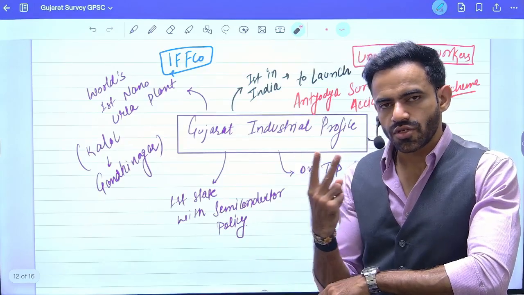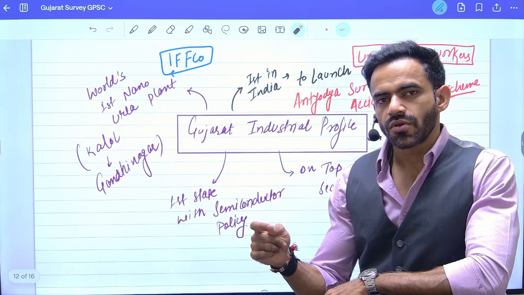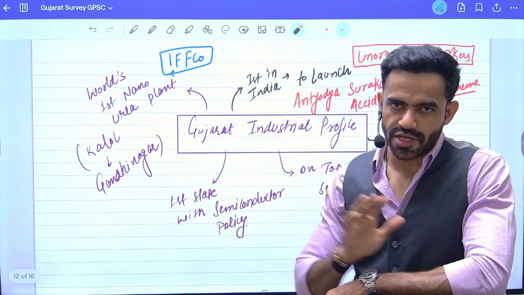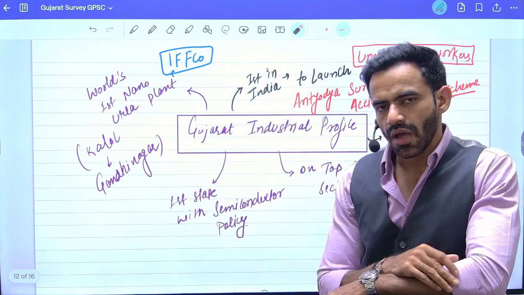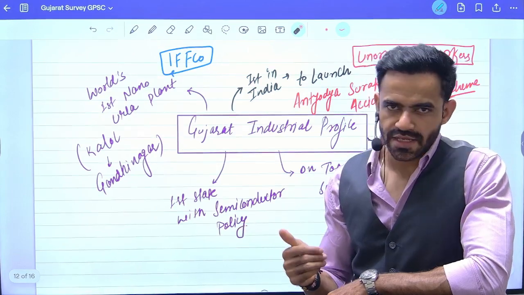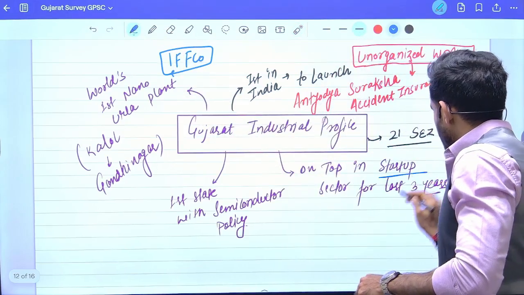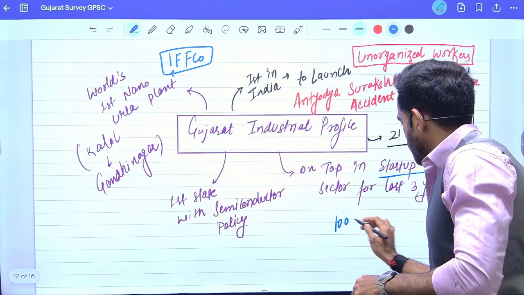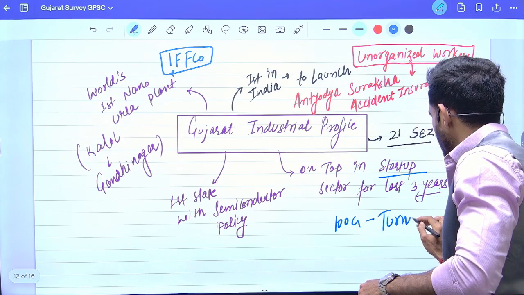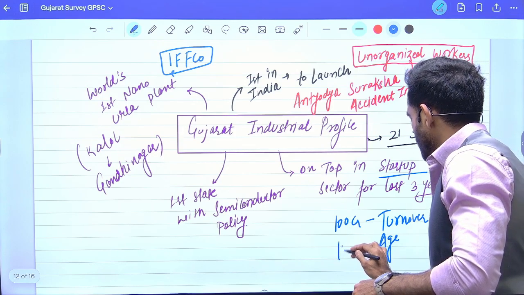Basically, two conditions are quite important. A, the turnover of that company should not have crossed more than 100 crore. Turnover refers to annual revenue. It is not the profit, it is annual revenue. Second thing, the age of that company should not be older than 10 years. So two important conditions for a startup: turnover should be less than 100 crore, and age should be less than 10 years.